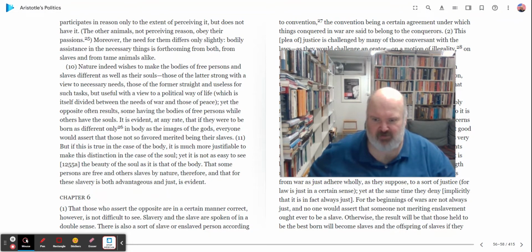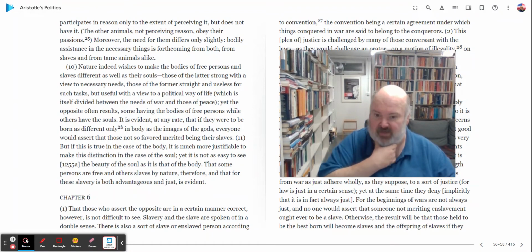And this is what nature wishes to make. But notice, it wishes, not that it makes it this way. Aristotle says nature indeed wishes to make bodies this way. The latter strong with a view to the necessary needs, and the former straight and useless for such tasks. In other words, they cannot be useful for hard labor, but are useful to the political life, which is discernment, judgment. But this is tied, however, to a life which is itself divided between the needs of war and those of peace.